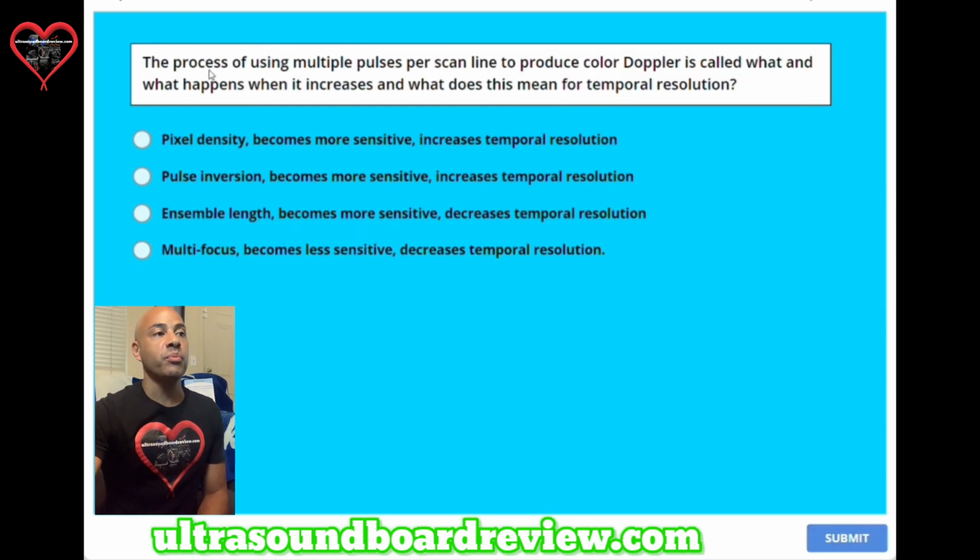Question 17. The process of using multiple pulses per scan line to produce color Doppler is called what? And what happens when it increases? And what does this mean for temporal resolution? A, pixel density becomes more sensitive and increases temporal resolution. B, pulse inversion becomes more sensitive and increases temporal resolution. C, ensemble length becomes more sensitive and decreases temporal resolution. Or D, multifocus becomes less sensitive and decreases temporal resolution.